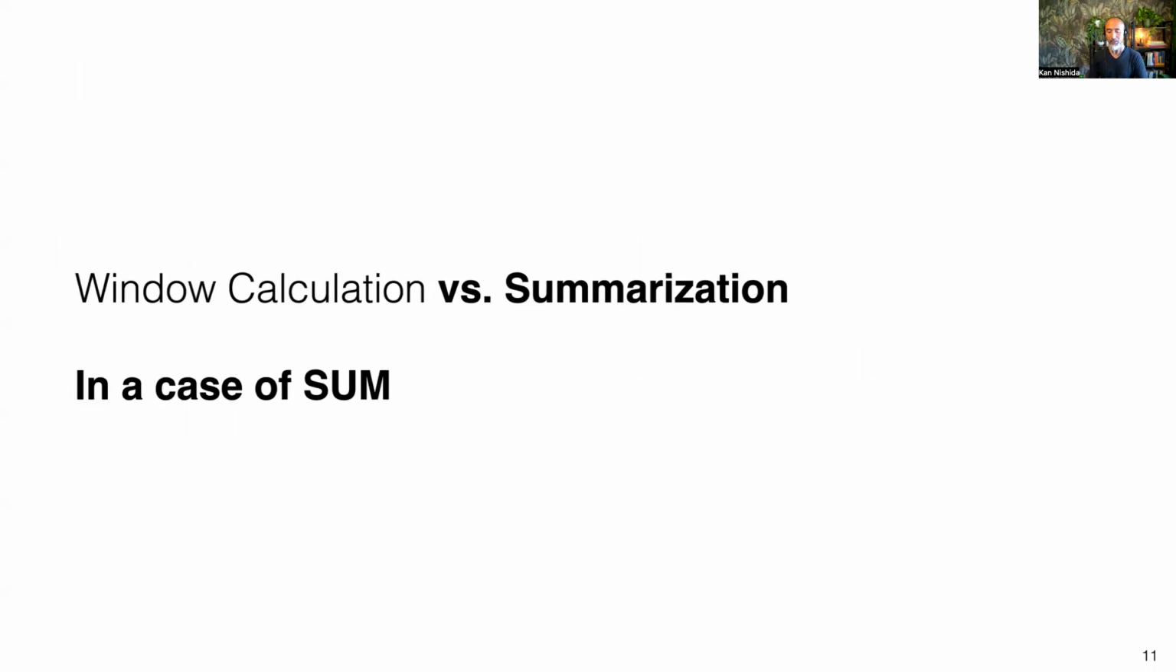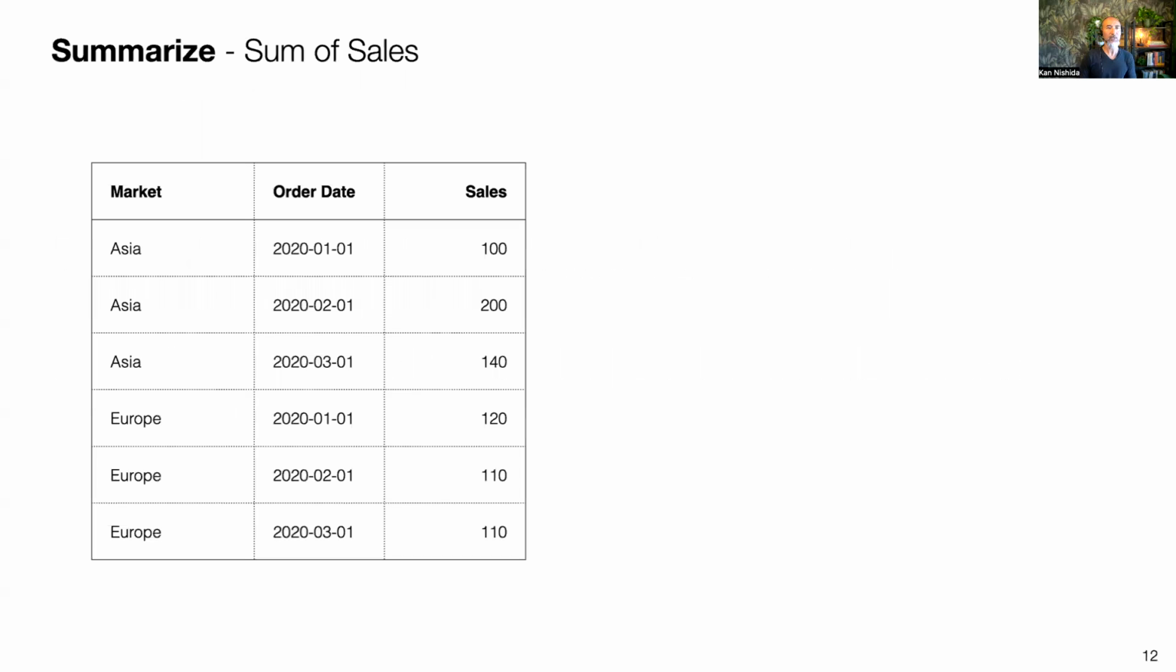So let's highlight this a little bit. Summarize is, let's say, if we use the sum of sales or total of sales, and we have the data like this, right? So we have a market column, order date, and how much of the sales for particular months. So we have 3 columns. And as you can see, if you want to summarize the sales numbers, we have 2 groups here. Let's say summarized by market, then we have 2 groups, like Asia and Europe, right?